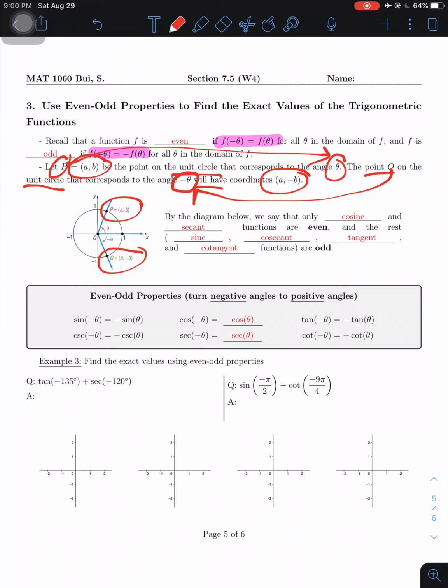Just by looking at the graphs here, if you don't want to go into why or how which one is negative or positive, that's fine too, but at least remember one thing. The only two even functions we have here are cosine and secant. A trick to remember this is that the A part stays the same, and the A part is actually cosine. The flip of cosine is secant. That's why, because the A parts stay the same, cosine and secant are even functions.